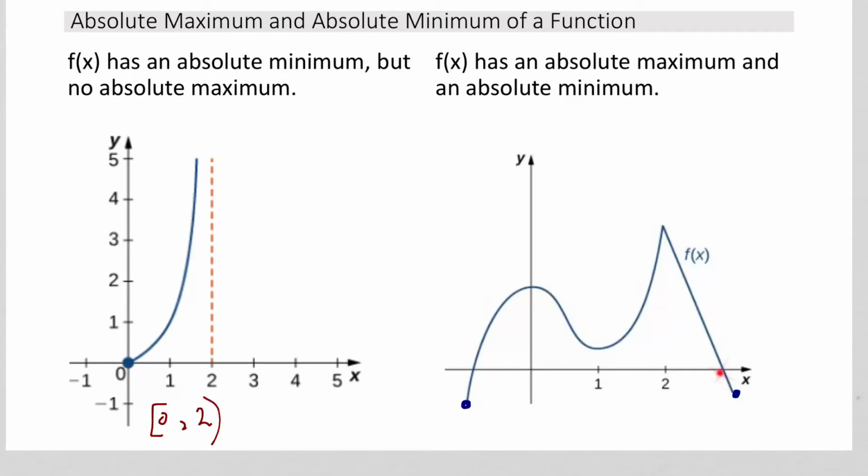If I look at this graph over here, this is a closed interval between these two endpoints. So I can see that I have a lowest value at this leftmost endpoint and a highest value at this cusp. So this y value at the cusp would be my absolute maximum, and this y value at the leftmost endpoint would be my absolute minimum value. You can also see that you've got a local max and a local min here too.